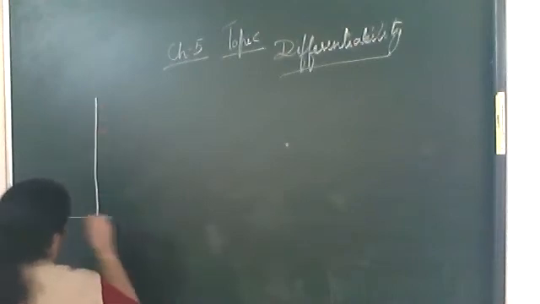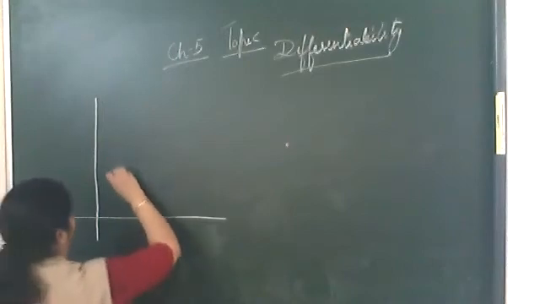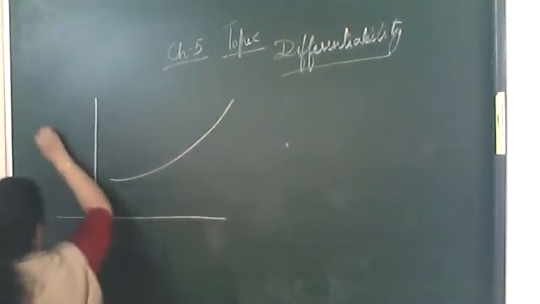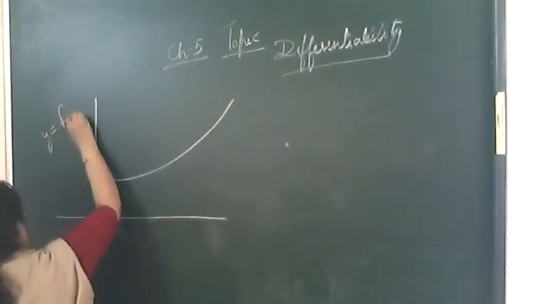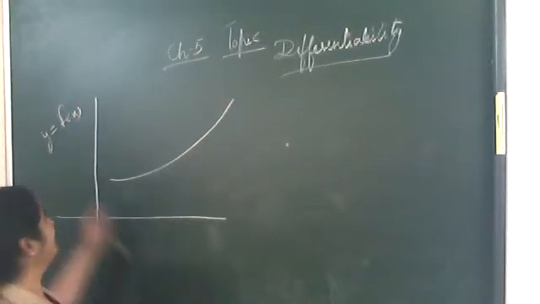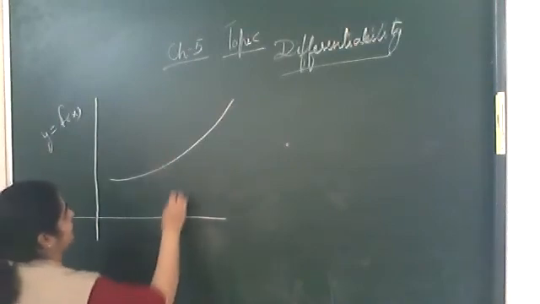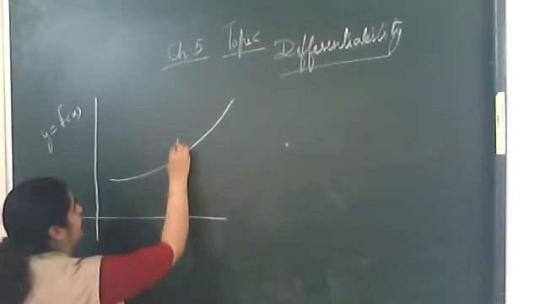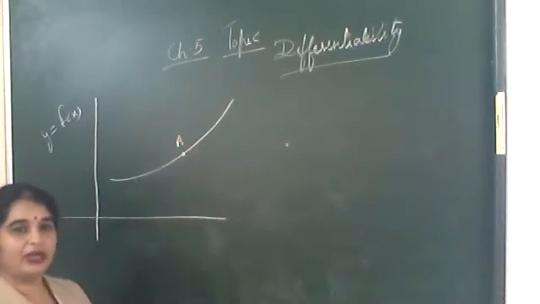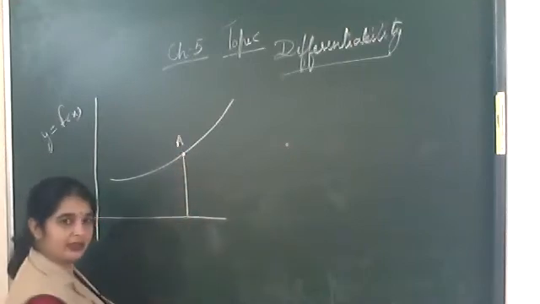Suppose we have a Cartesian plane. This is our Cartesian plane. Clear? y is equal to f(x) is a function. For any function we can draw the graph. Suppose that function is y is equal to f(x). Now this is the graph. Now we have to calculate the differentiability at point A. So suppose this is the point.